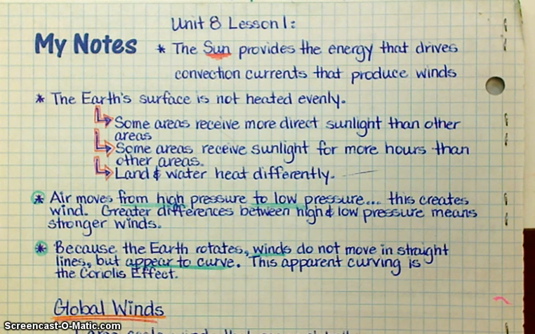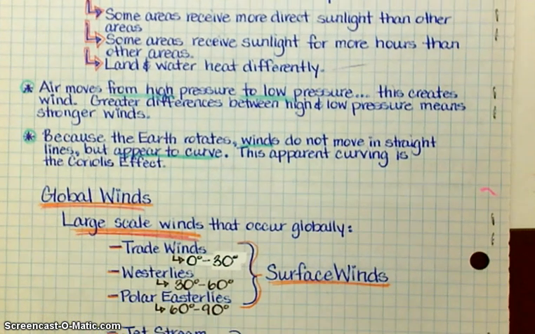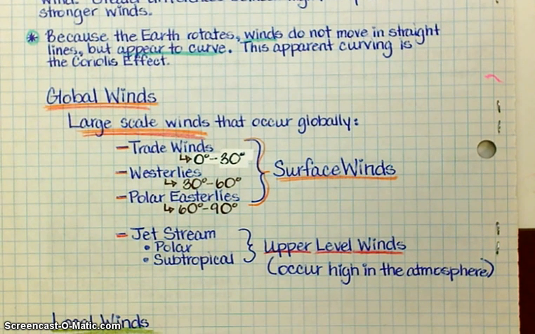Anyway, okay, next point. Air moves from high pressure to low pressure, and this creates wind. Greater differences between high and low pressures mean stronger winds. Because the Earth rotates, winds do not move in straight lines, but they appear to curve, and that's simply because of the rotation of the Earth. But this apparent curvature of the winds has a special name, and it's called the Coriolis effect.